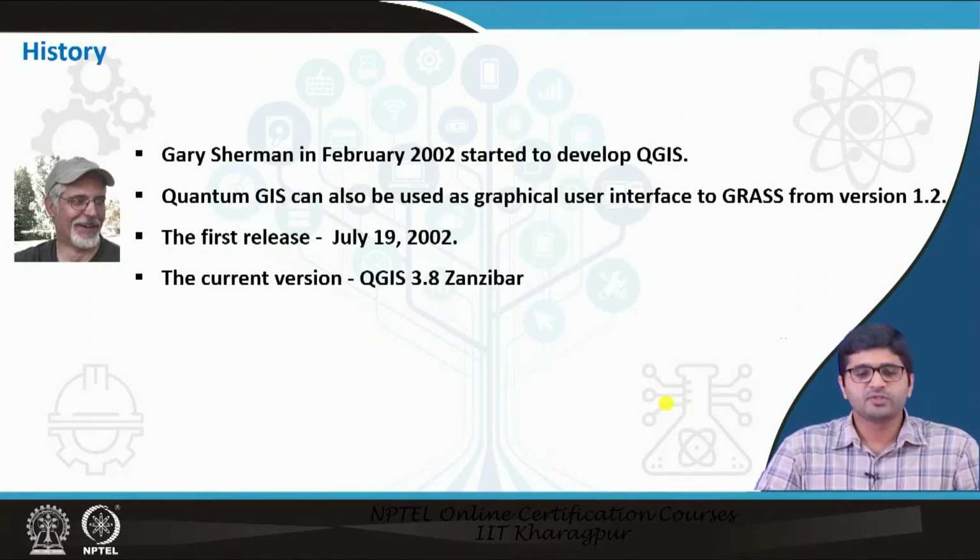When we see the history of QGIS, it was founded by Mr. Gary Sherman in the year 2002. He started developing in 2002. By July 2002, the first version of QGIS was released, and the current version is QGIS 3.8 Zanzibar. QGIS is also available as a graphical user interface to a software called GRASS, from version 1.2. GRASS was released much earlier than QGIS and is basically used for vector data analysis. QGIS is majorly meant for raster data analysis. The combination of QGIS and GRASS can be used for any kind of geospatial data analysis in an efficient manner.